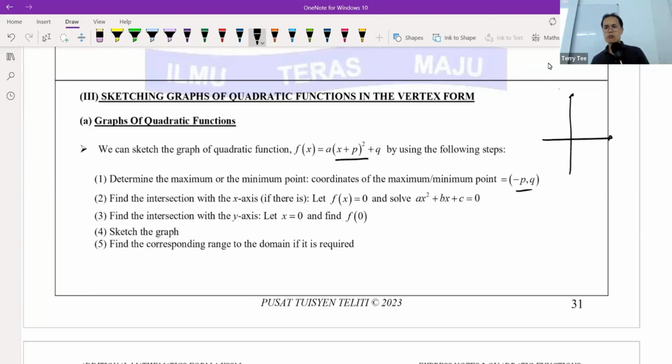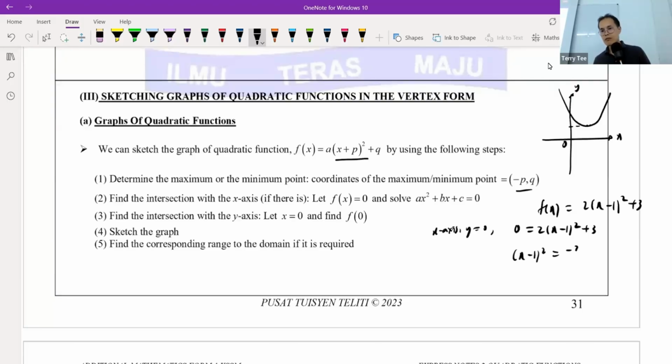Now, not all graphs will actually intercept the x-axis. Sometimes you get a function f(x) equals 2(x minus 1) squared plus 3. If you go and find the x-intercept, you will get a math error. For example, some people say, oh, Terry, I go and find this at x-axis, y is 0, I put 0 here, 2(x minus 1) squared plus 3. I bring my 3 over, I get negative 3 over 2. And then I square root this, I go plus minus square root of negative 3 over 2, right?